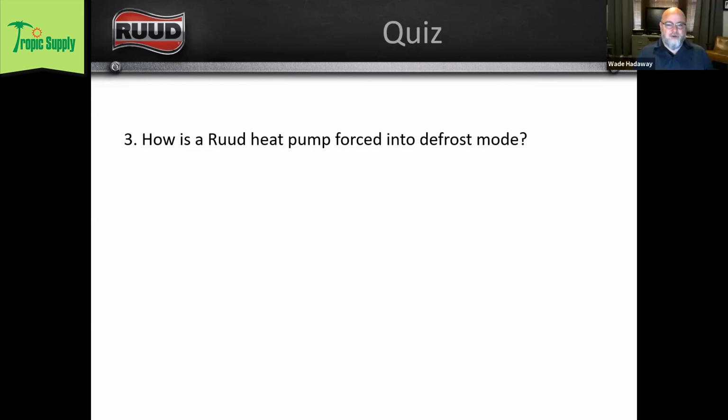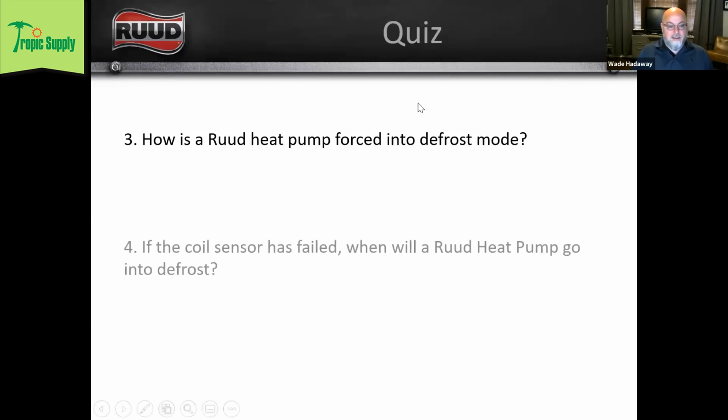So the fourth and final question is, if the coil sensor fails, when will a Ruud heat pump go into defrost?